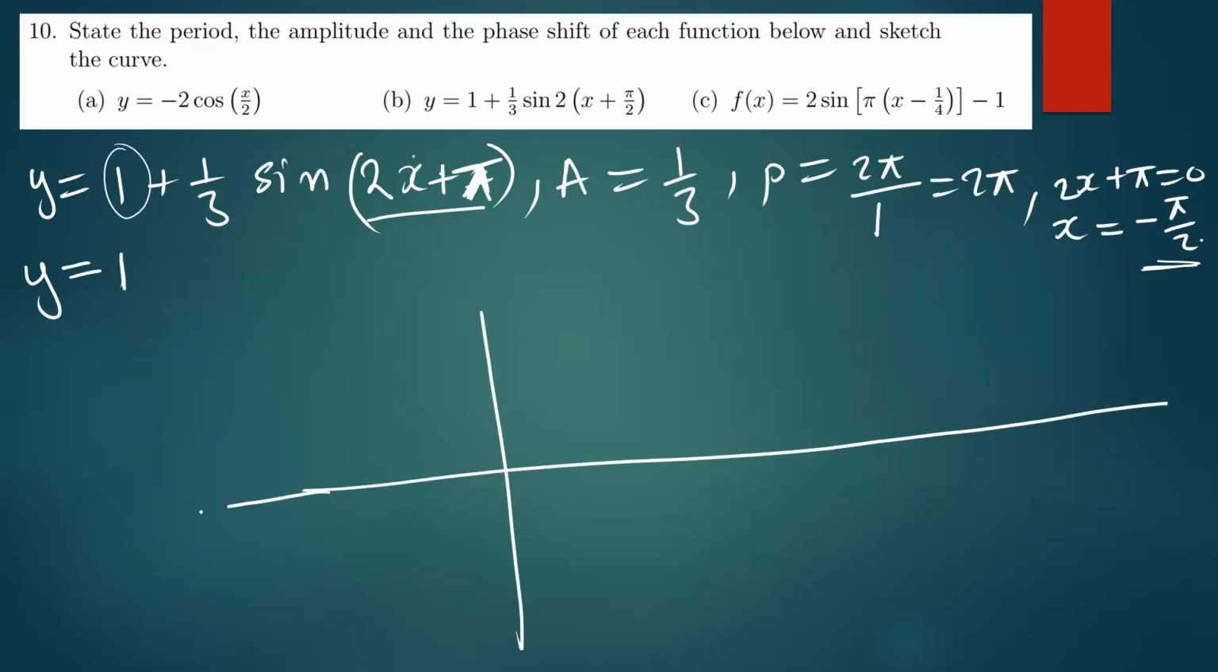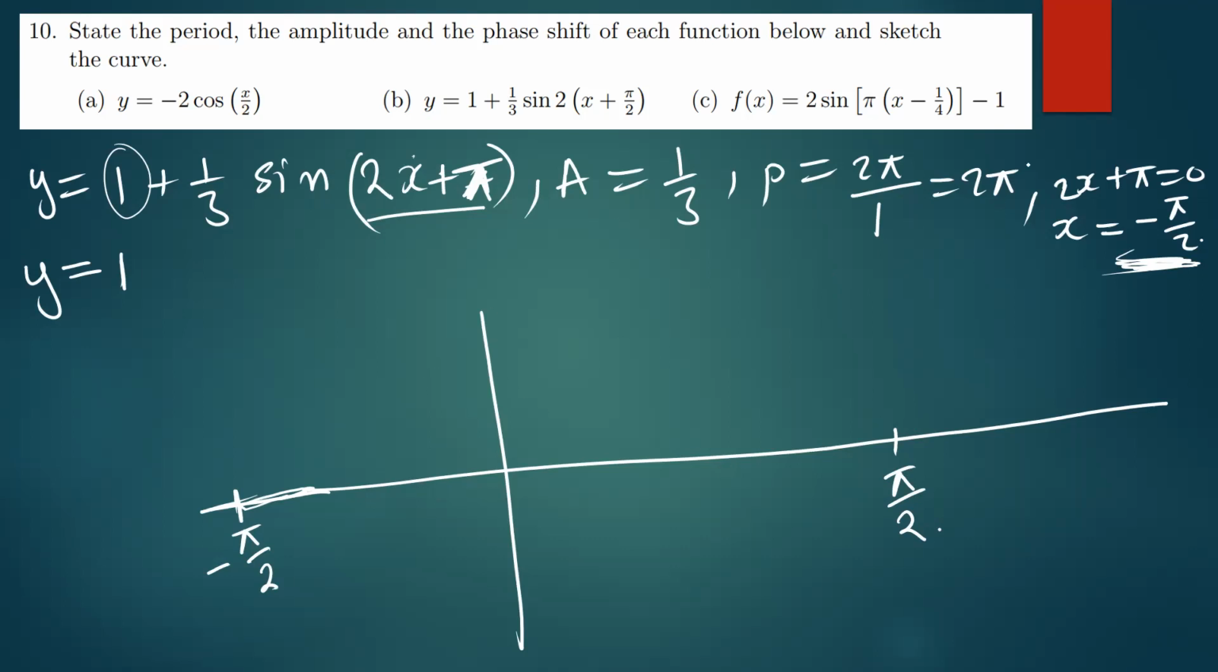So we expect this to start from where? From negative pi over 2. This is where we're starting from. And then it will end at pi over 2 because the period there is what? 2 pi. So how do we now find the points in between? They're supposed to be 5 points. How do we find the points in between?